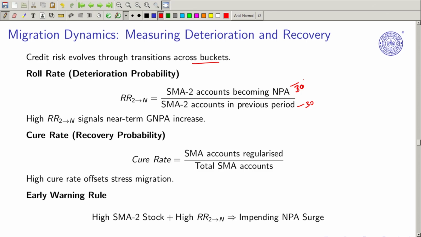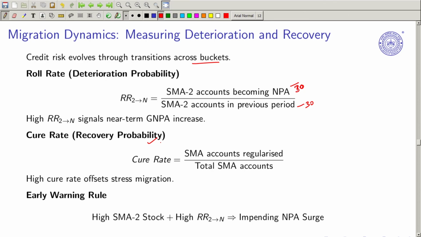So a high RR2N signals a near-term GNPA increase, which means that you are not able to trace out the borrower or you are not able to regularize the SMA 2 accounts, and it is soon to become NPA. Then the cure rate, we call it the recovery probability: SMA accounts regularized, which you were not able to trace out before, but now you are able to trace out and you have regularized.